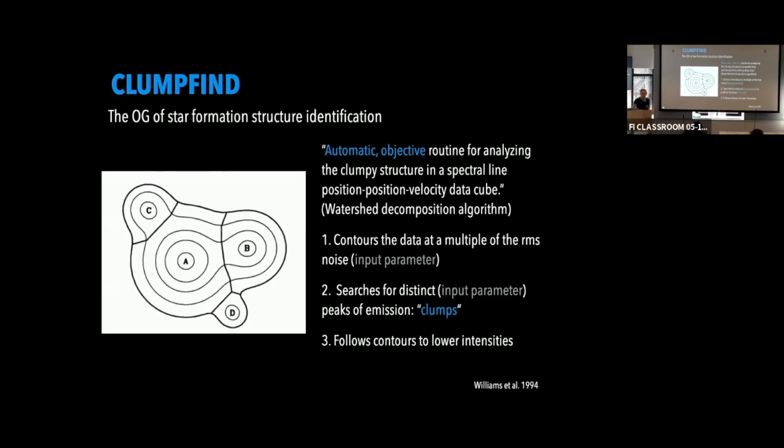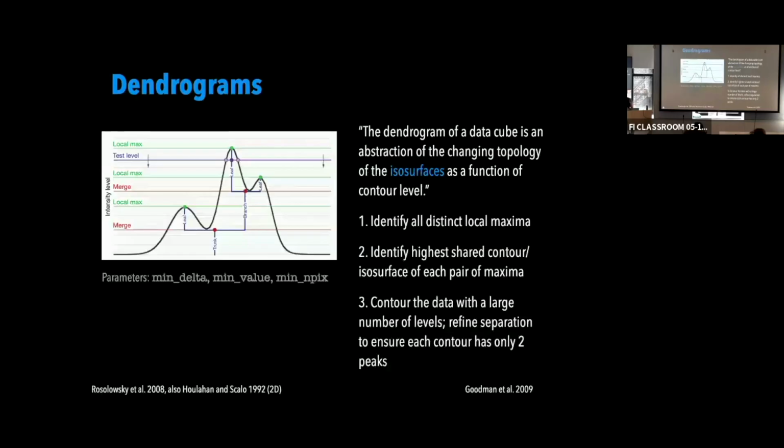So a more recent method is dendrograms. We can call this the upstart for the clustering algorithms. This too is also a watershed decomposition algorithm. From the description, the dendrogram of a data cube is an abstraction of the changing topology of the isosurfaces as a function of contour level.